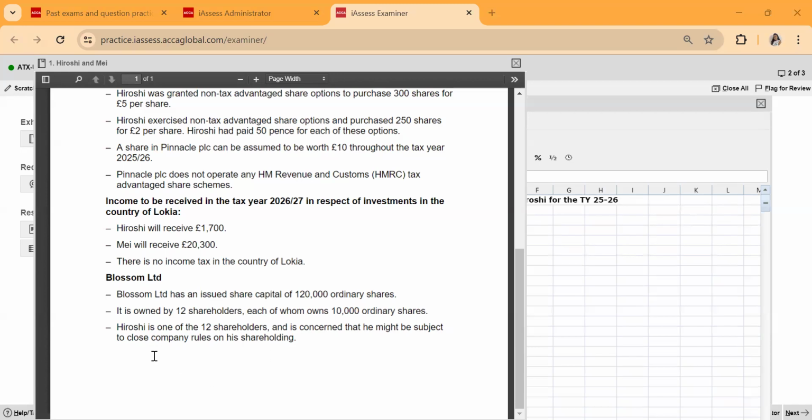Now, let's see the last point. Hiroshi is one of the 12 shareholders and is concerned that he might be subject to close company rules on his shareholding. So here, if we just see, there are two ways by which a company becomes a closed company: if it is controlled by a maximum of the top 5 shareholders of the company, or if it is controlled by the shareholding directors of the company. It is not given here.